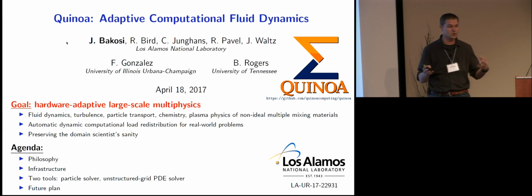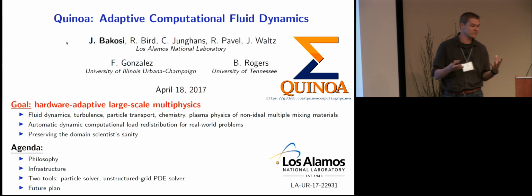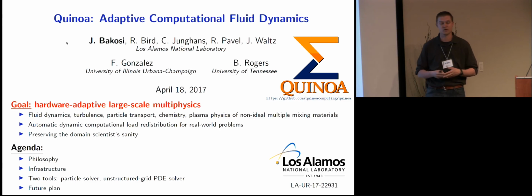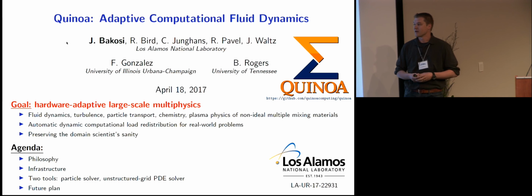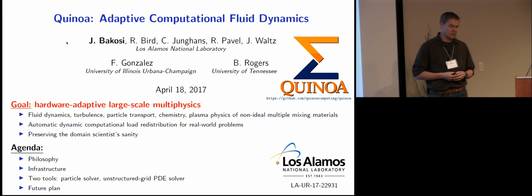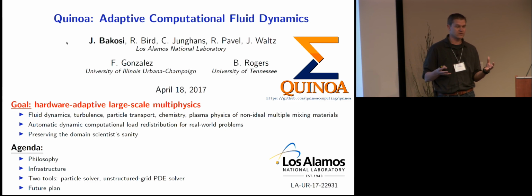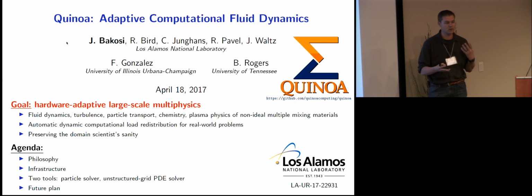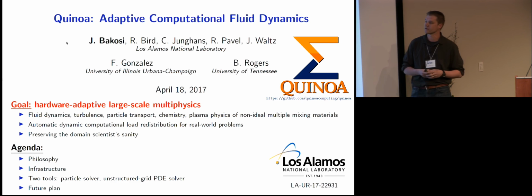So the real goal is to have an application that obviously performs well on large computers computing large-scale physics, but for applications that are very dynamic. And so we're putting in adaptive mesh refinement, particles, and so on. I'll talk more on the details.